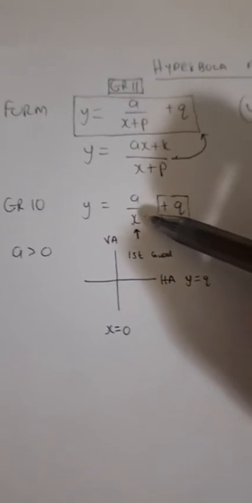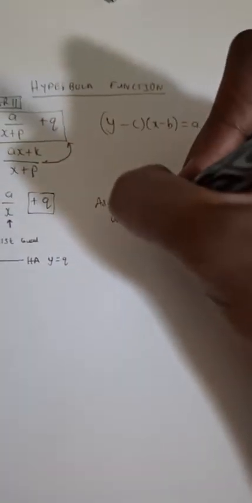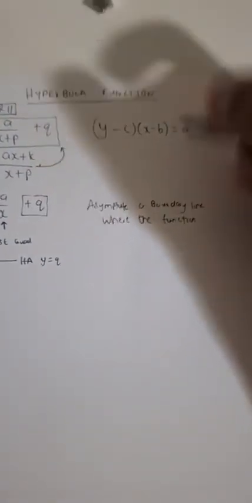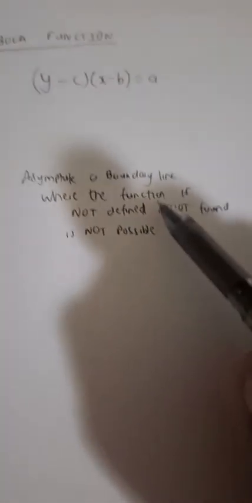For grade 10, we always knew that our vertical asymptote was x is equal to 0, because an asymptote is simply a boundary line. That's what an asymptote is. A boundary line where the function is not defined, or you could say where the function is not found, or where the function is not possible. It's a boundary line where the function is not defined. You will never find the function represented on the asymptote.